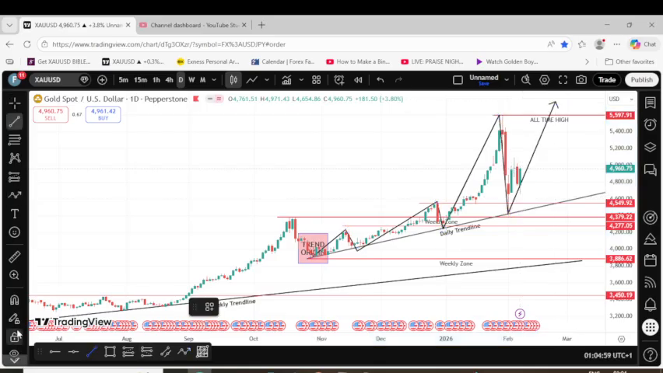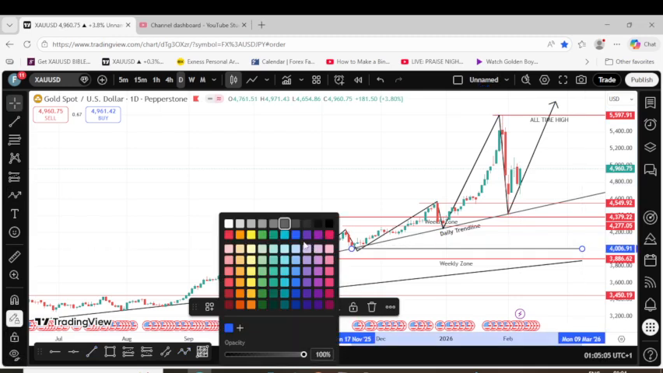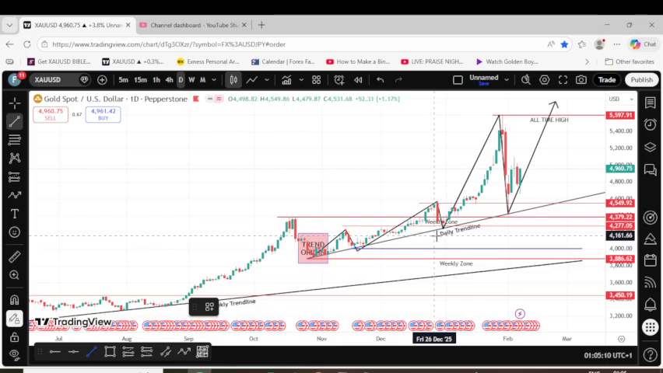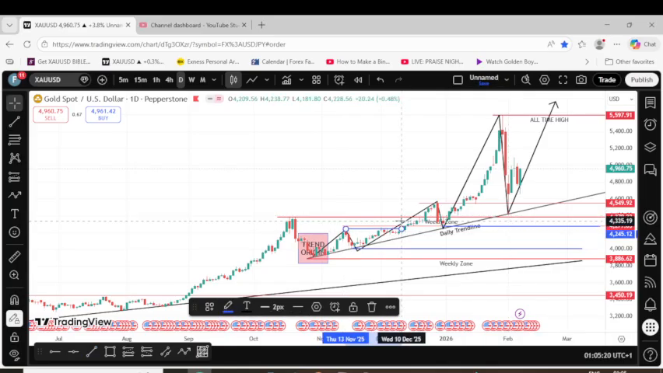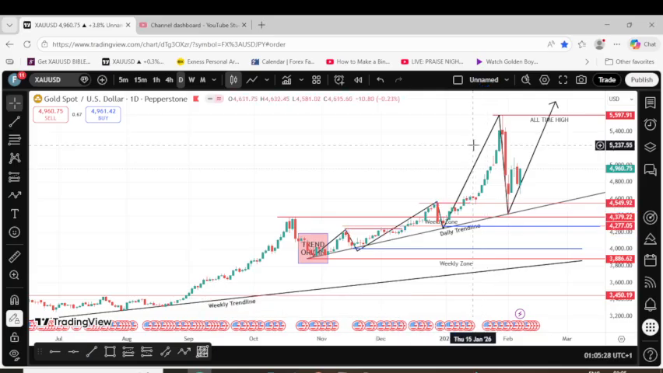So let us mark out our higher lows and lower highs. So this is my higher low, this is another higher low, and this is not confirmed. So this is not my higher high. So let's delete this.